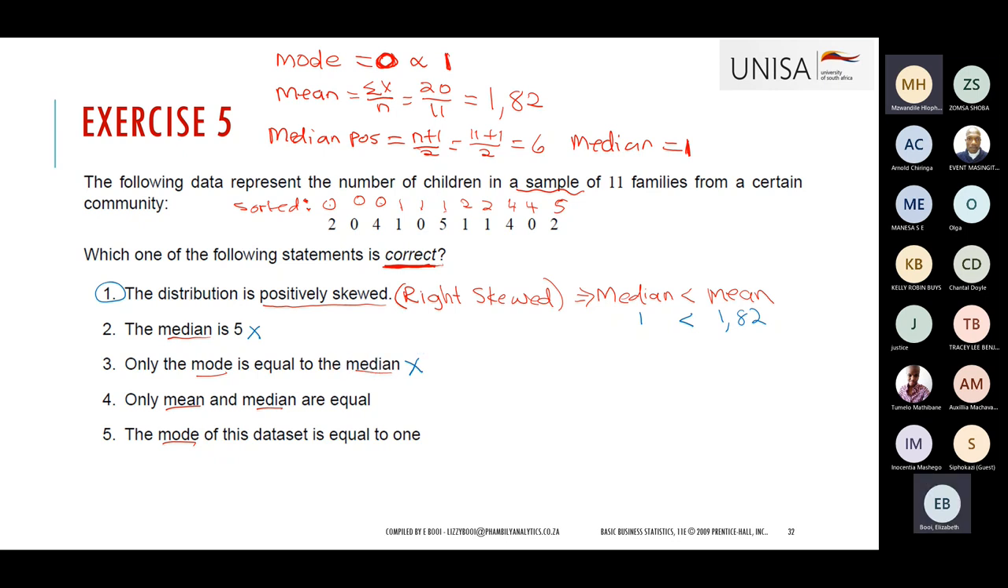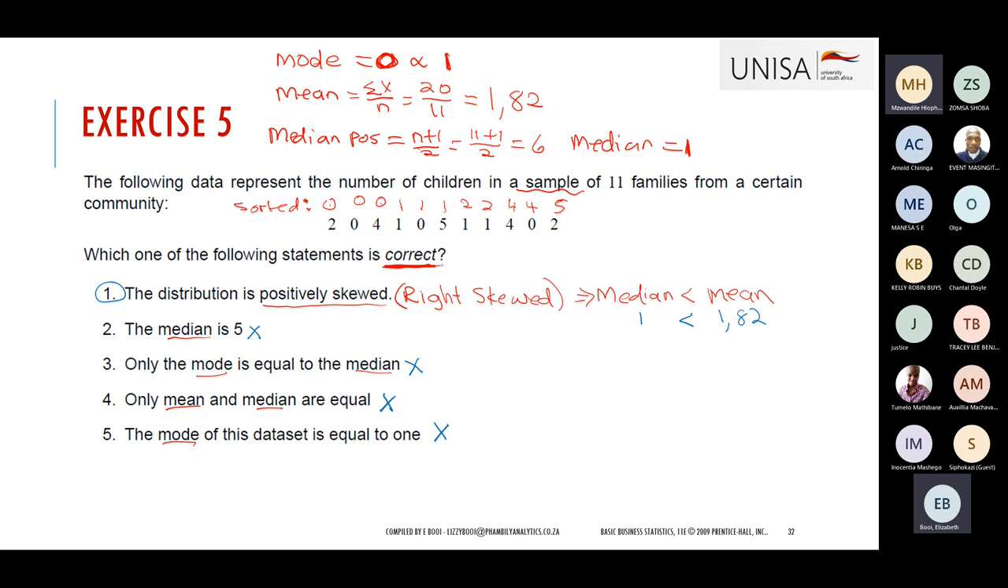So it cannot be. Only the mean and the median are equal. The mean and the median are not equal, so it's not correct. The mode of this data set is equal to 1. The mode of this data set, there are two of them, so it is not correct. And that is how you will answer the question.